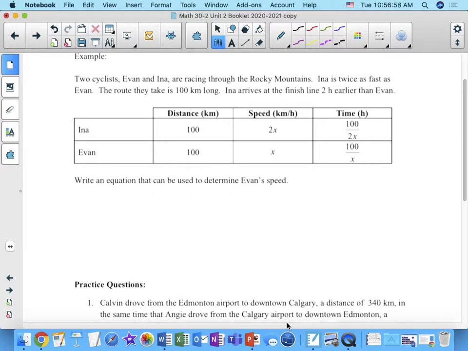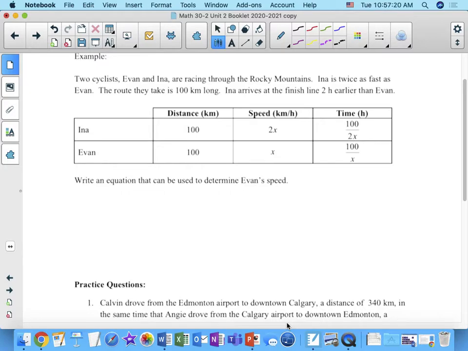Two cyclists, Evan and Ina, are racing through the Rocky Mountains. Ina is twice as fast as Evan. The route they take is 100 kilometers long. Ina arrives at the finish line 2 hours earlier than Evan. Write an equation that can be used to determine Evan's speed.